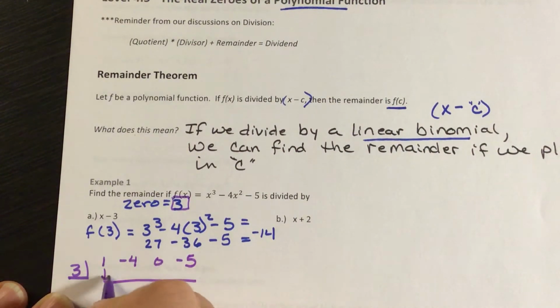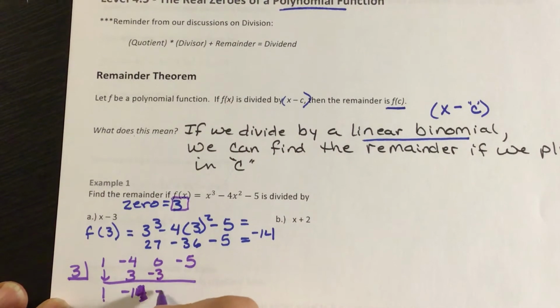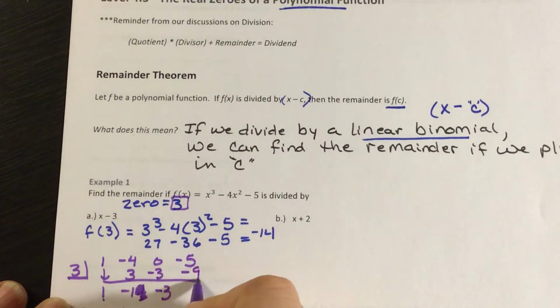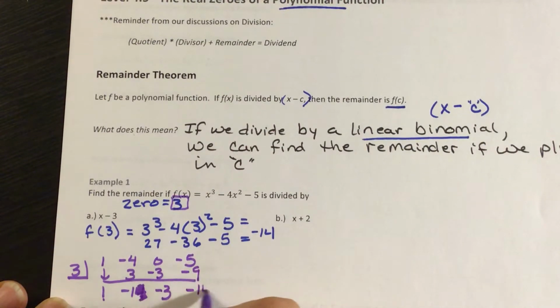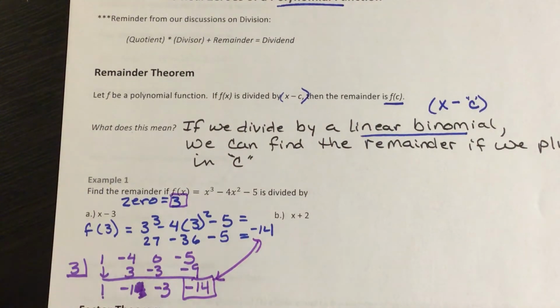If I bring down a 1, 1 times 3 is 3, and when I add down I get negative 1. 3 times negative 1 is negative 3. Add down, I get negative 3. 3 times negative 3 is negative 9. Add down, I get negative 14. So there's two ways that we can find out what the remainder is.